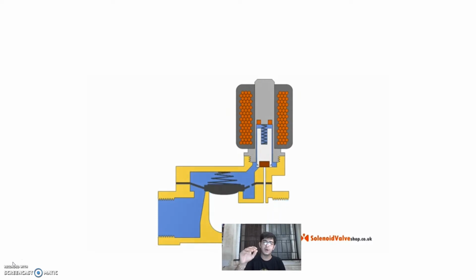See, slowly now when the electric current is taken out from the coil, again the fluid goes into the upper part of the diaphragm, and the pressure difference which was created before by energizing the coil is now minimized, and the diaphragm is again in its normal position, which is shown in this animation.